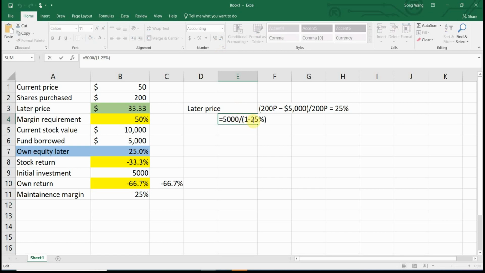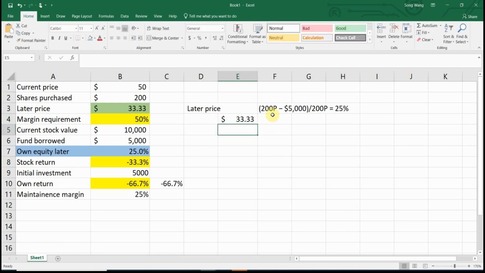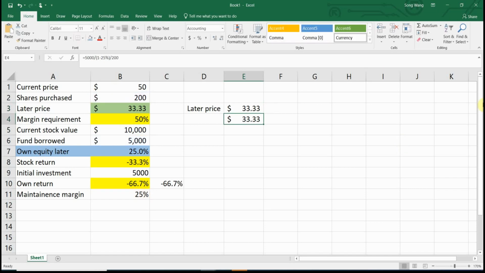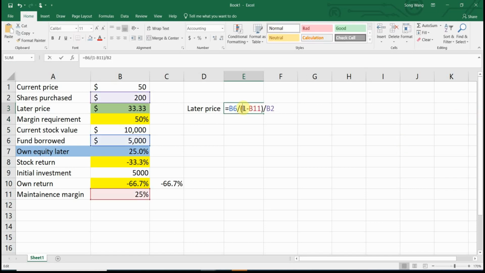Okay, so for your total position, that's made up of 200 shares. It's based on 200 shares, so divided by 200, then you will get this number. Okay, so to wrap it up, I'm going to do this. I will use the amount of borrows divided by 1 minus the margin call price, and then divided by the shares purchased, 33.33. So that's nice and easy.